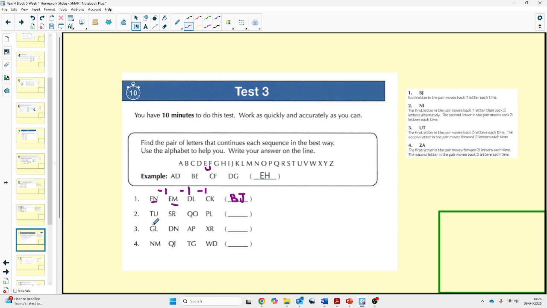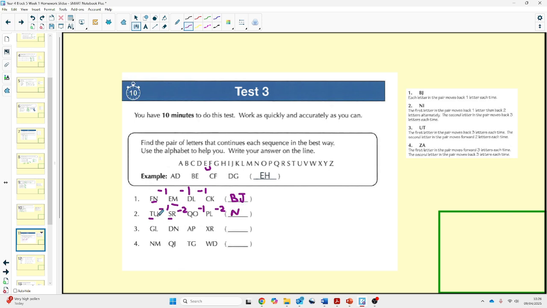Now let's move on to question 2. So we've got T to S. What's happening from T to S? Also going backwards 1. S to Q though is -2. So I can maybe see a little pattern here. Q to P is -1. So we now need to -2 from P. And then we get N.